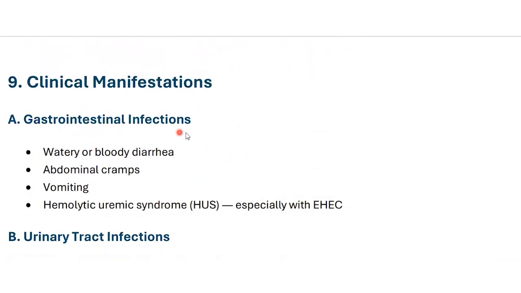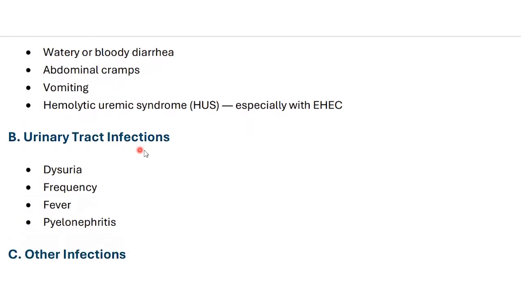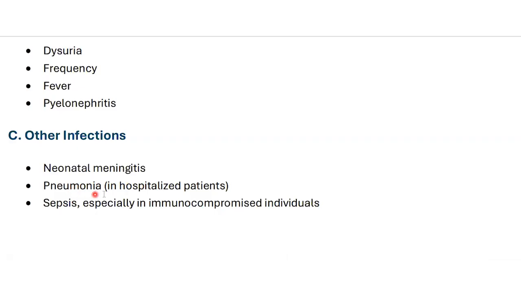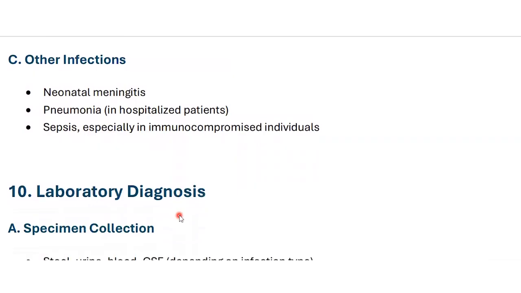Clinical manifestations: gastrointestinal infection causes watery and bloody diarrhea, abdominal cramps, vomiting, and hemolytic uremic syndrome, specifically caused by EHEC strains of E. coli. Urinary tract infection: dysuria, difficulty in urination, frequent urination and fever, and pyelonephritis, infection of the kidney. So these are the symptoms related to UTI. Other infections: neonatal meningitis, pneumonia in hospitalized patients, and sepsis, especially in immunocompromised individuals.